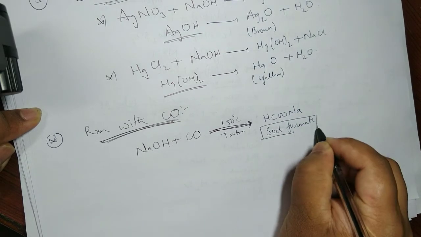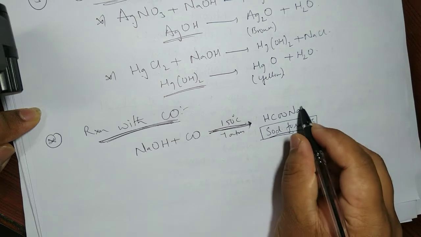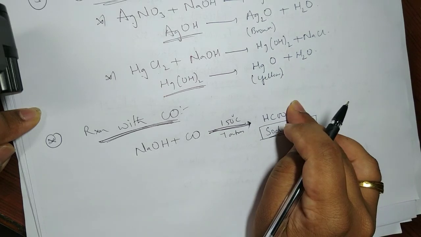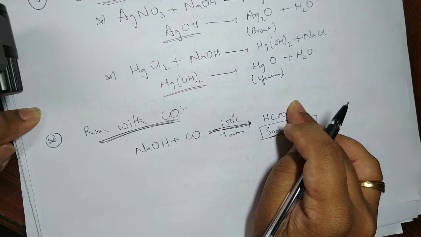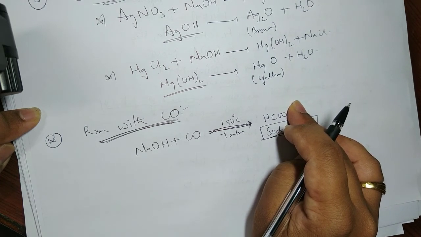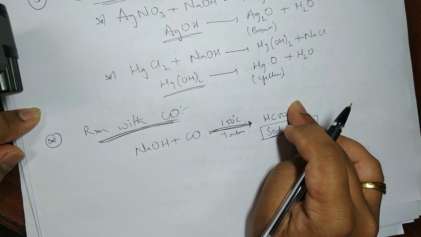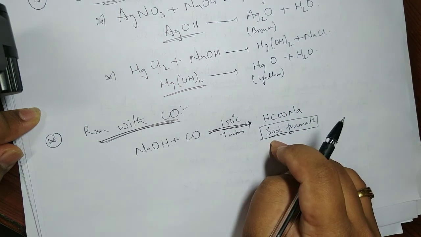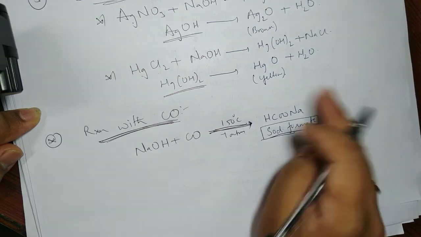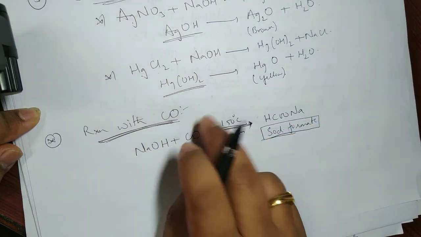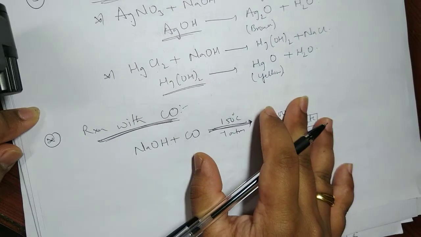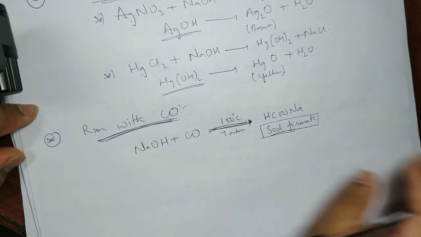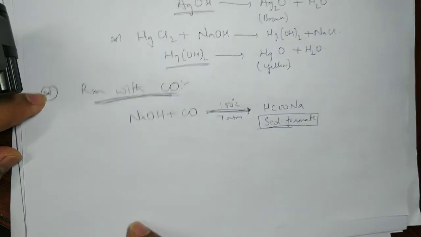Sodium formate. Without sodium, it is formic acid, also called methanoic acid, common name formic acid. For formic acid, hydrogen is removed and sodium is replaced, so I have sodium formate. So this is the action of NaOH on carbon monoxide. With this, the reaction part is also done, and mostly questions are asked from these reactions only.